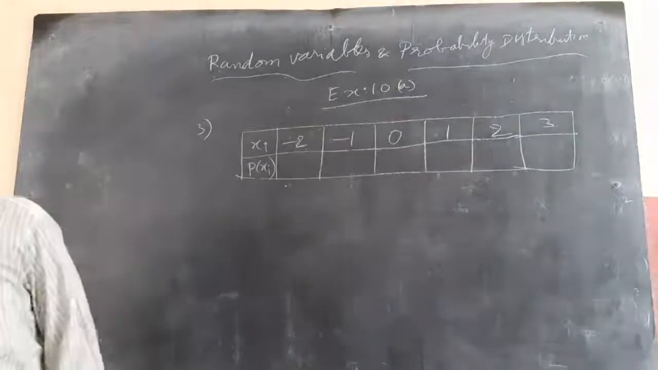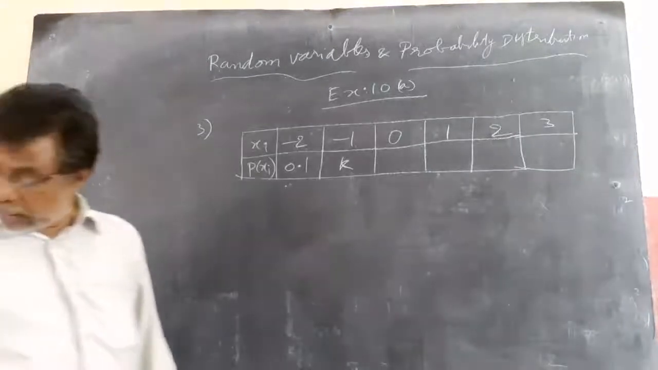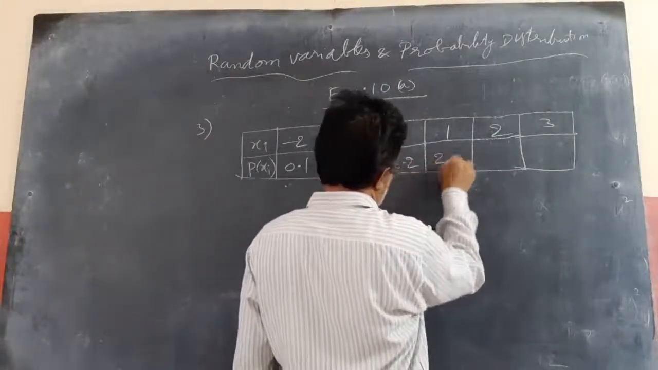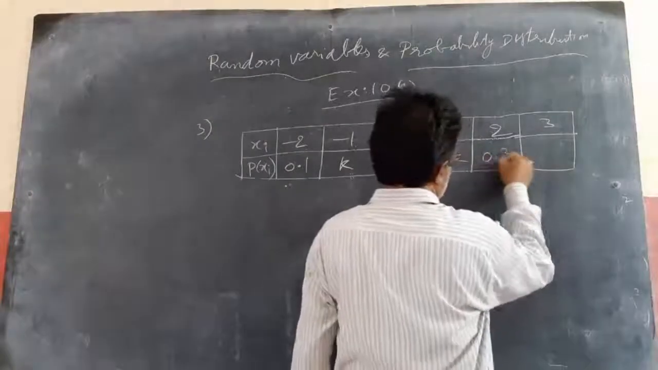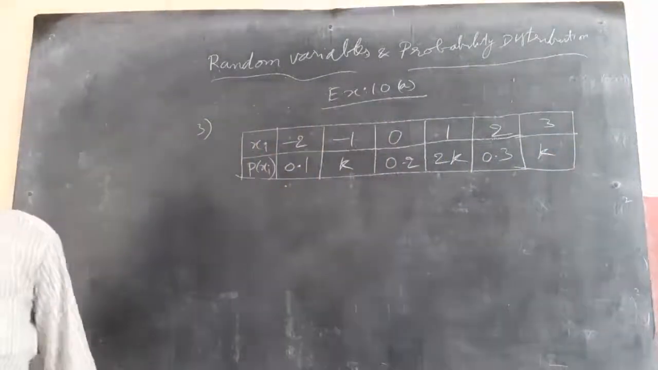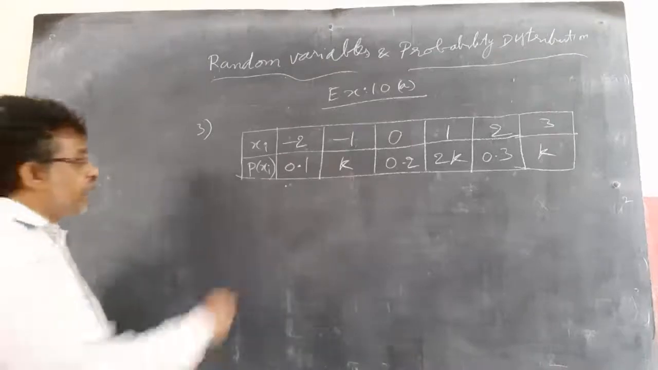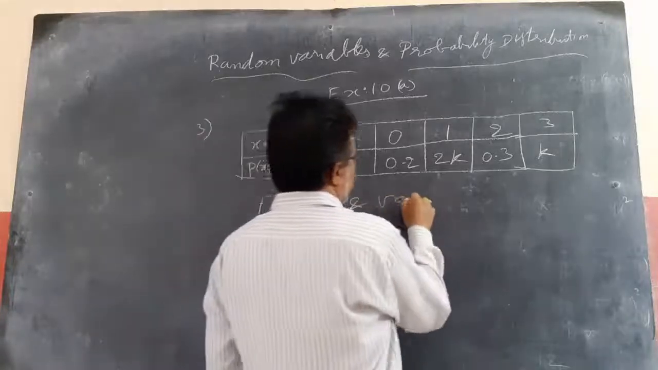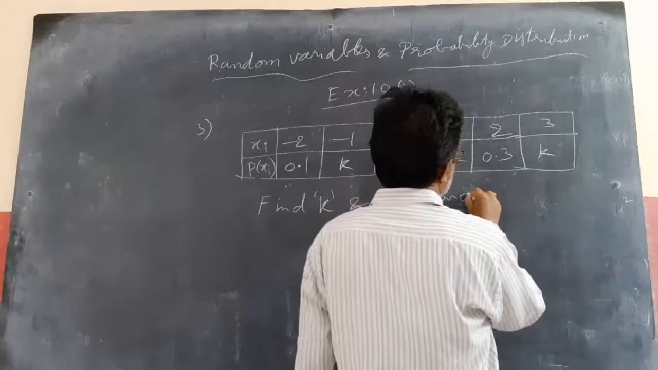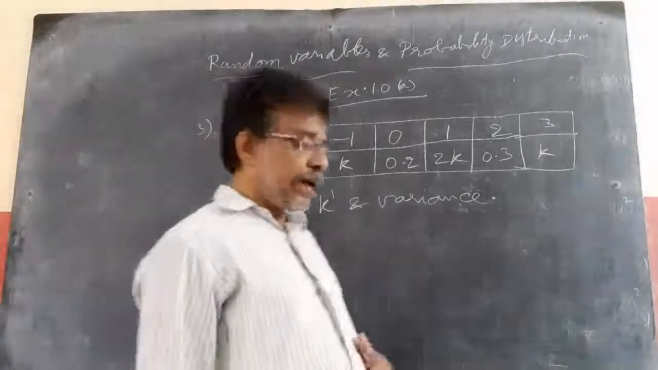Now the probability of getting -2 is 0.1, -1 is K, 0 is 0.2, 1 is 2K, 2 is 0.3, 3 is K. This is the probability distribution of a random variable X. Find the value of K and the variance of X.